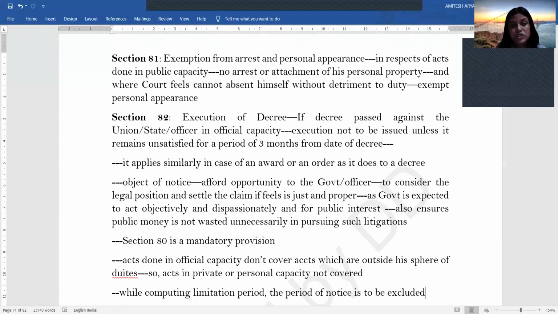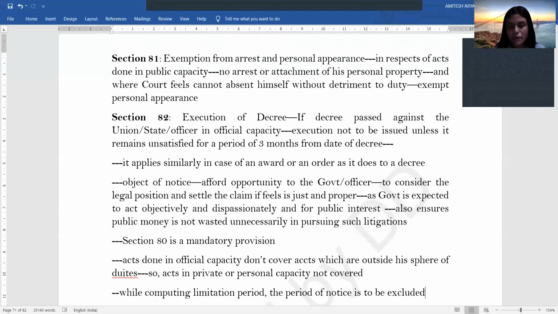Now, what is the object behind putting such provisions, this 3 months for execution, 2 months for notice? By giving the notice, we are trying to give the government a chance to look into the matter, and if it feels that there are bona fide claims, it can settle it without going to court. That is done, and there are no expenses made. Government exchequer, public money, is not spent on such litigations.